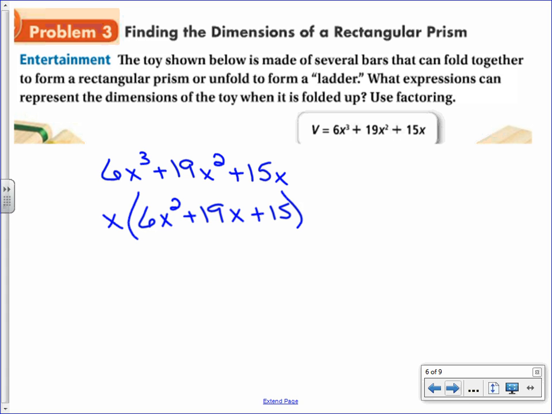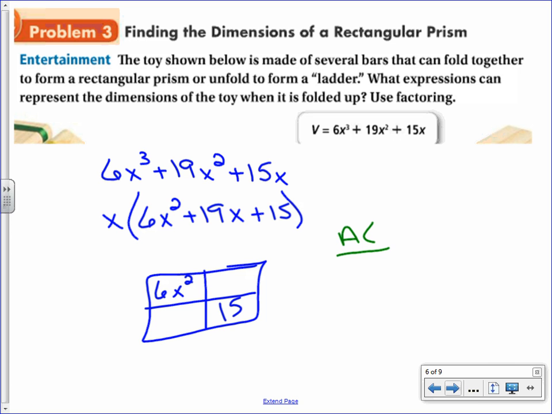All right, now this looks familiar. This is a trinomial where we use a box. And we know how to fill that in. But what's different is we need an AC number for this one here. My AC number is 6 times 15 or 90. A number that times each other gives you 90. But when you add them, gives you 19, or 9 and 10. So I'll put 9x and 10x into the box.